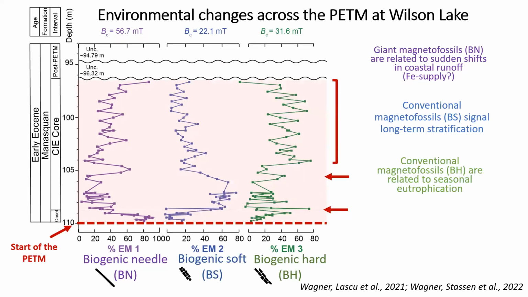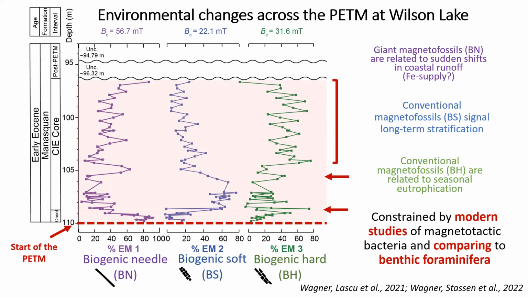And then finally, we have N number 3 in green on the far right. And this represents our biogenic hard magnetofossils, slightly more elongated ones. And where we see peaks in this N number, we interpret there to be an increase in seasonality, specifically seasonal nutrient cycling or seasonal eutrophication.